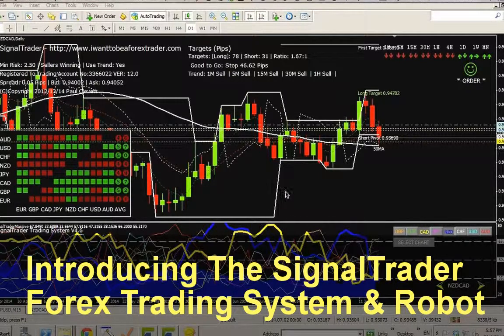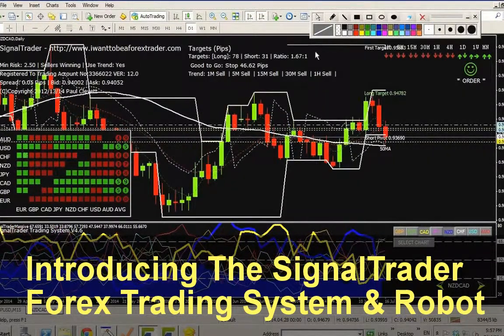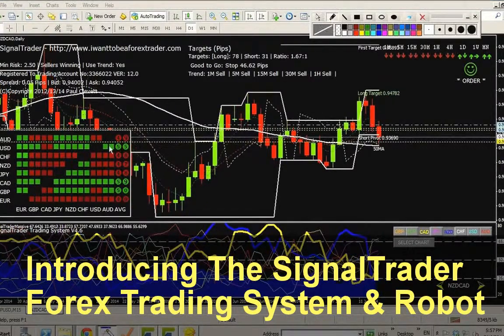Okay, first thing we're going to do is just go through some of the things you can see on the screen. You can see here we've got a currency heat map just here. The currency heat map basically shows us the strength of the currency, all the currencies compared to each other. Green is strong and red is weak, and the brighter the green is, the stronger it is, and the darker the red, the weaker it is.